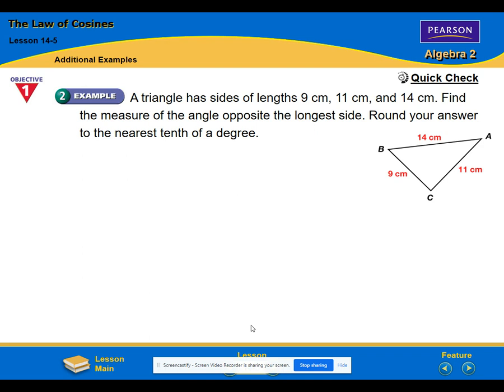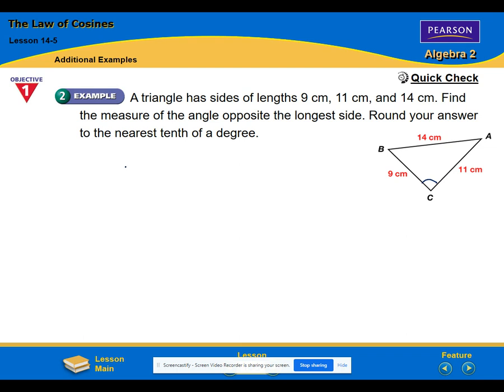You can use the law of cosines to solve for an angle measure as well. Here's a different example. They've already got the triangle labeled again. They say find the measure of the angle opposite the longest side. Well, that would be angle C here. They'll just come up with different creative ways to ask for things. I mean, they're asking for angle C, capital C.